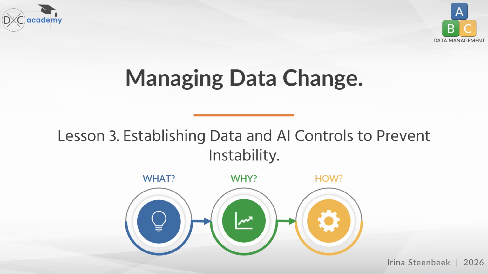In the previous lessons, we explored how changes propagate and how governance stabilizes transitions across connected capabilities. But over time, many organizations start recognizing another pattern. The same instability continues returning even after remediation and change activities are completed successfully. This lesson explores why that happens and how governance controls help organizations move from reactive stabilization toward continuous prevention across the data and AI environment.